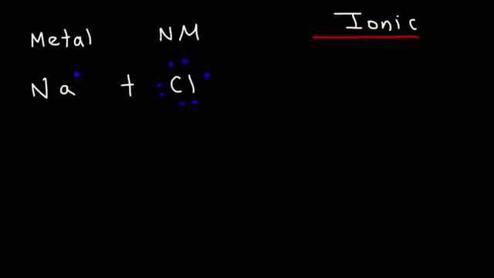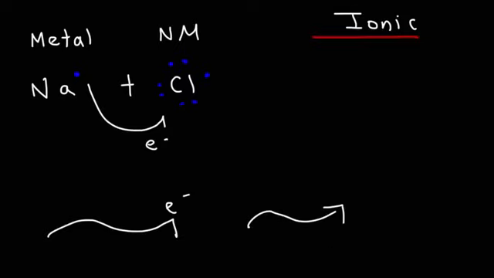Metals like to give away their electrons because they're electropositive. Nonmetals like to accept or acquire electrons because they're electronegative. So sodium is going to give 1 electron to chlorine. A half arrow represents the flow of 1 electron. A full arrow represents the flow of 2 electrons.